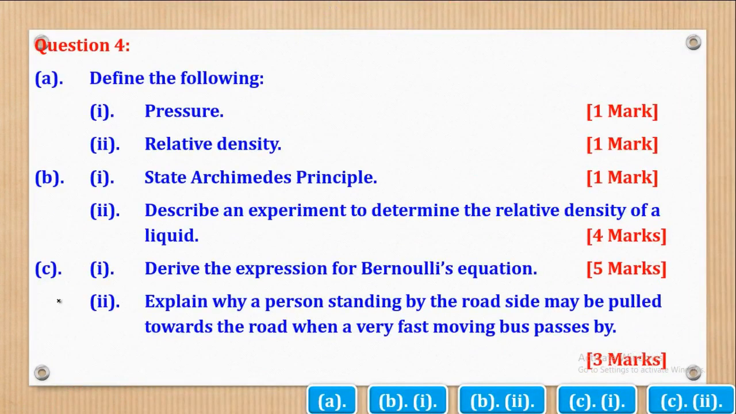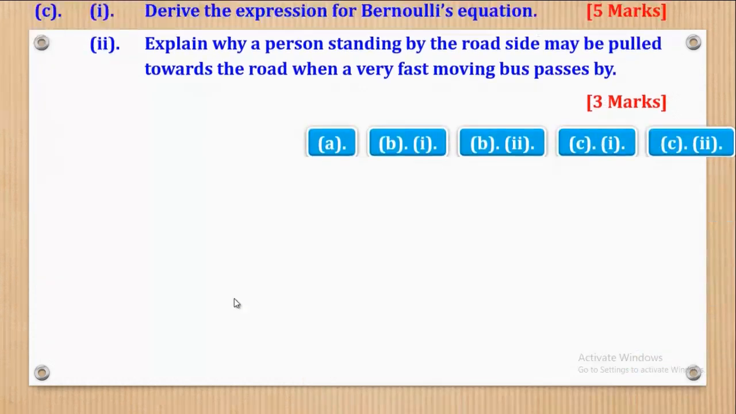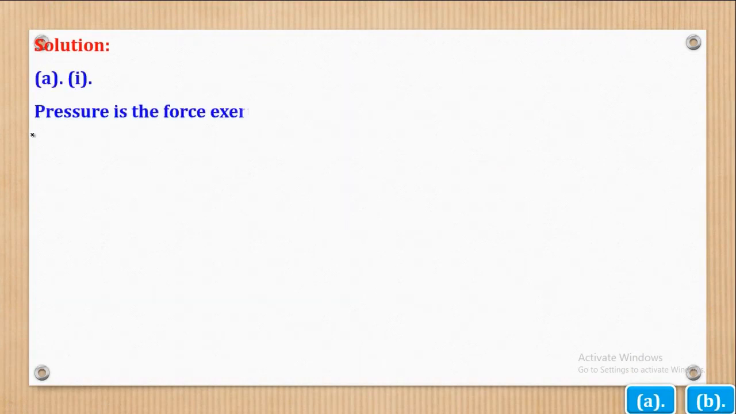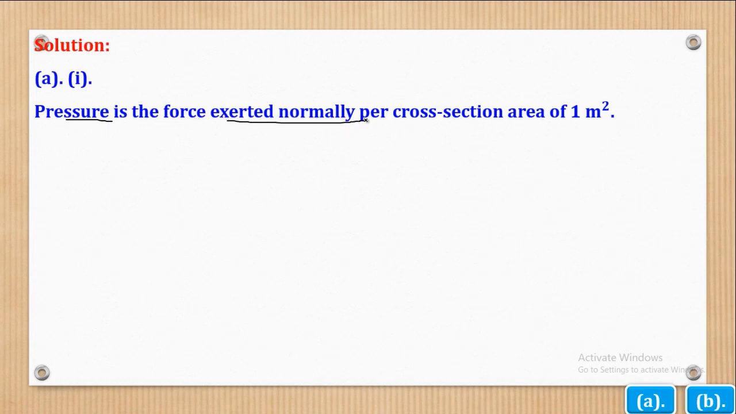So that was question 3. Now we shall go to question 4. Question 4 says, Part A, define the following: Roman 1, pressure, and Roman 2, relative density. So it comes that pressure is the force exerted normally per cross-section area of 1 meter squared.